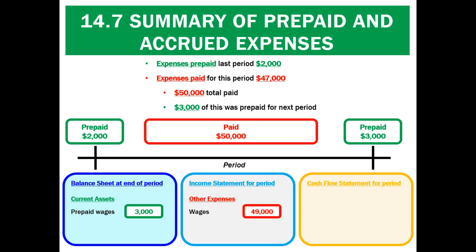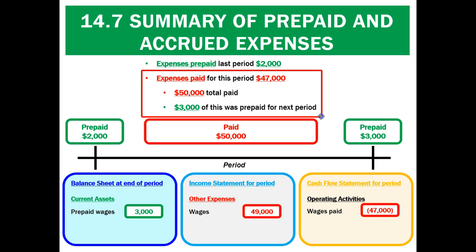Then we've got our cash flow statement. So what we need to record in there is all the payments of cash. Under operating activities, we will have wages paid. So how much have we paid in total? We paid $47,000 for wages this period. So how did we get that? We figured out that of the $50,000 paid, $3,000 of that did relate to next period. So therefore $50,000 less our $3,000 prepaid, the wages paid for this period were $47,000.